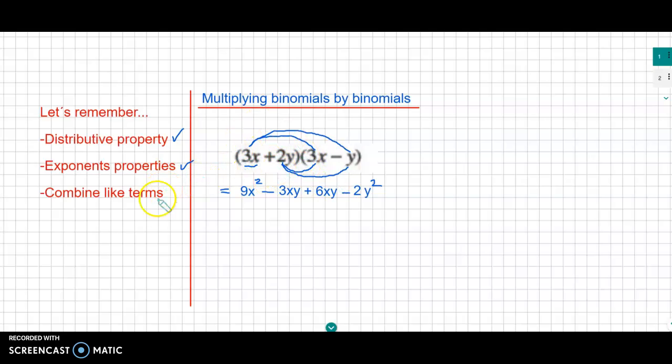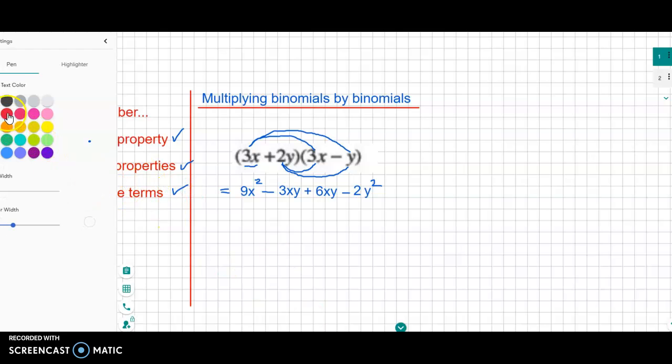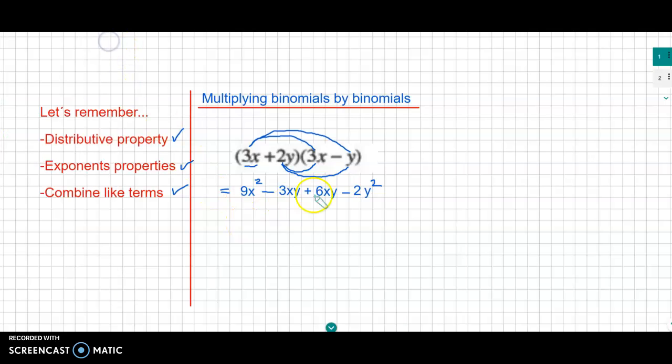All right, so finally, we need to check if we can combine like terms. So what are the like terms here? For example, here we have a 9x squared. This term is alone. It doesn't have any partner to add or subtract with the same variable and exponent. So we keep the original term, 9x squared.